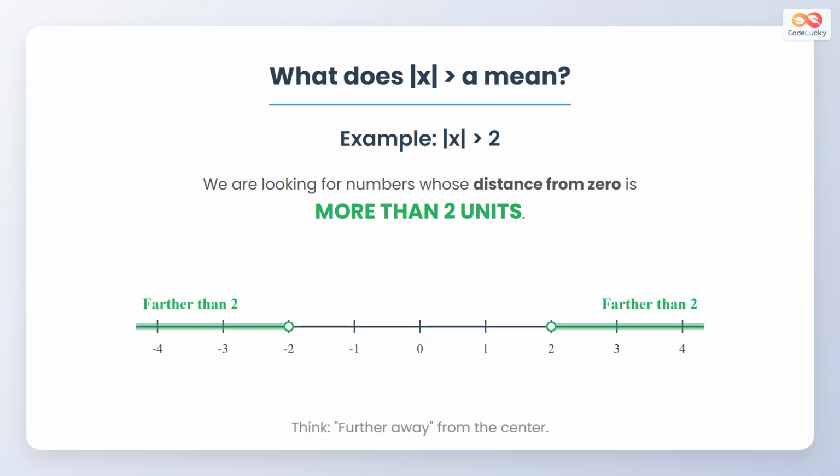Now, what does it mean when we say the absolute value of x is greater than a number, like 2? Visually, this means we are looking for all numbers whose distance from zero is more than 2 units. On the number line, this corresponds to the numbers that are further away from the center, moving outwards in both directions.